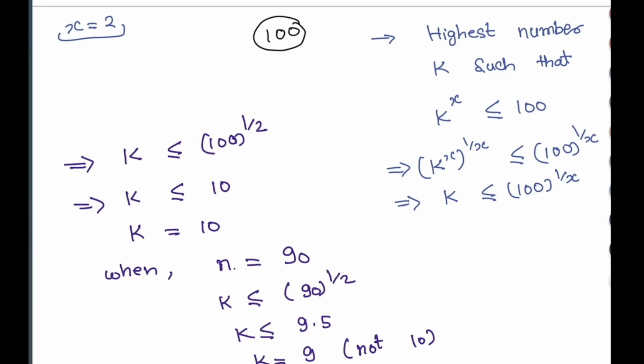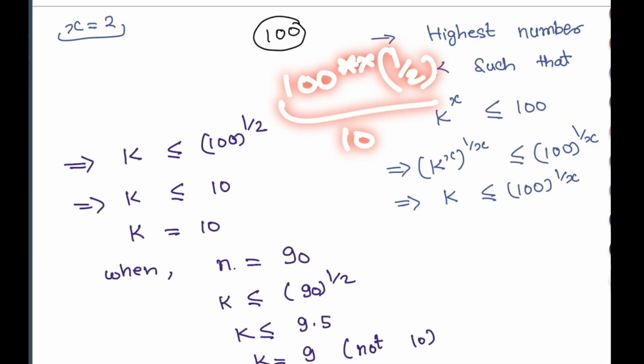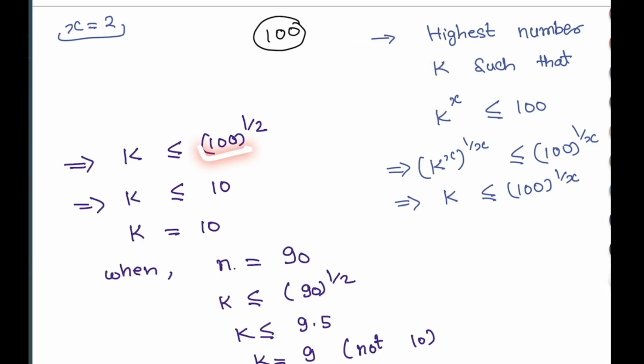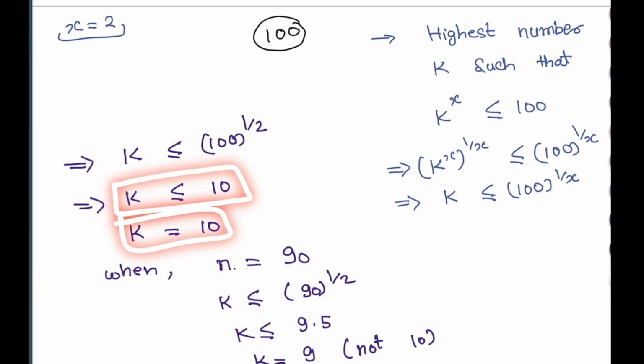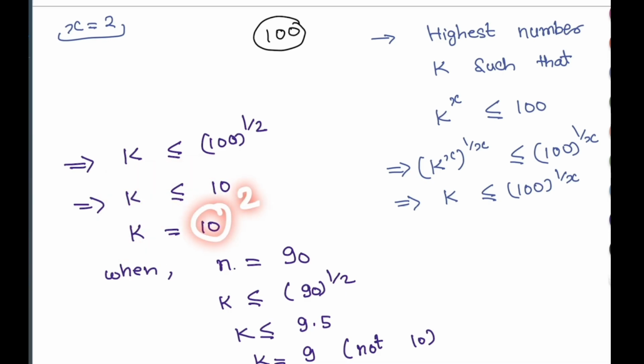You can calculate this in Python in this way: 100 to the power 1 by 2, and this will be equal to 10. Basically we want to find out the power of one number raised to another number. So k will be less than or equal to 10, so k can be equal to 10. So 10 square, or 10 to the power x, will be equal to 100, and it will never be more than 100.